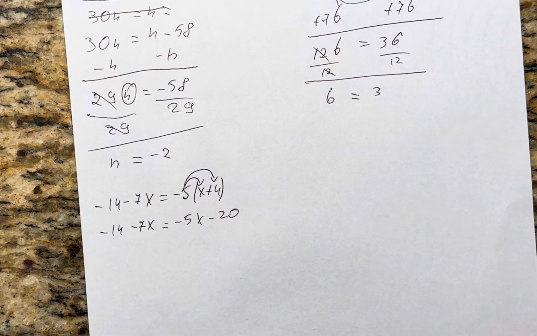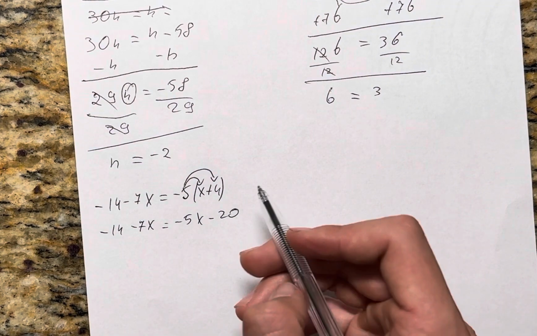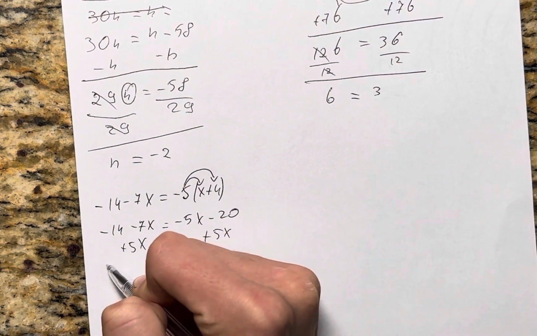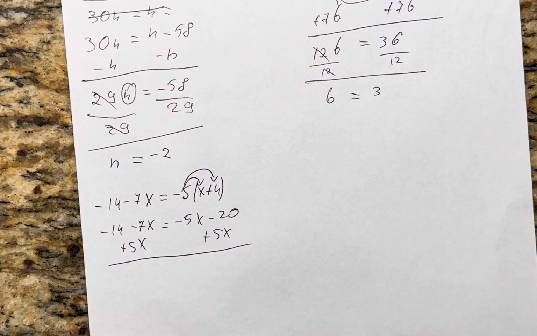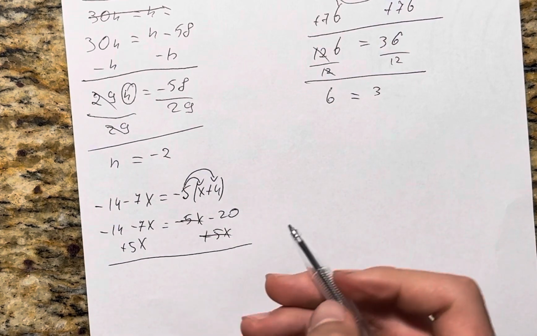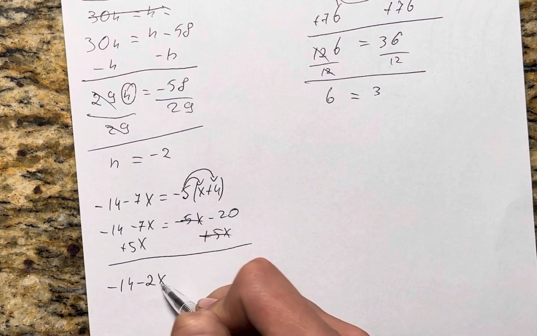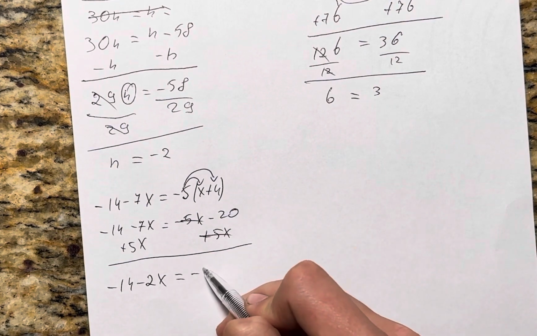And again, we can do two things right now. We can either move the x to this side or move the number to this side. Let's do the x right now. We'll add 5x to each side, so you get rid of this negative 5x. What I'll get is negative 14 minus 2x equals negative 20.